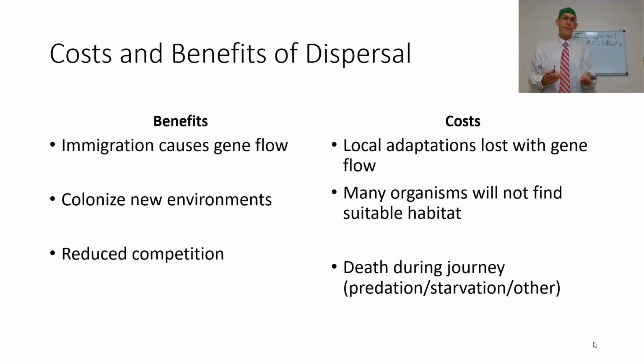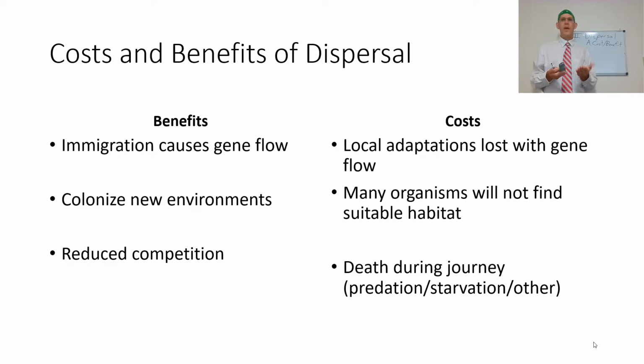A benefit would be that immigration actually introduces new genes and can cause gene flow, reducing the chances of genetic drift. We'll get to that a little later. Another benefit is colonizing new environments. So an organism that disperses well is going to seek out brave new lands. There's also reduced competition when there is dispersal, because carrying capacity is often defined by the amount of organisms that can survive in an area. They will have to compete with each other to survive. So leaving that area for an area with fewer organisms is a reduction in competition, inherently.